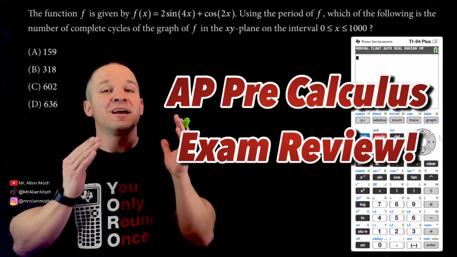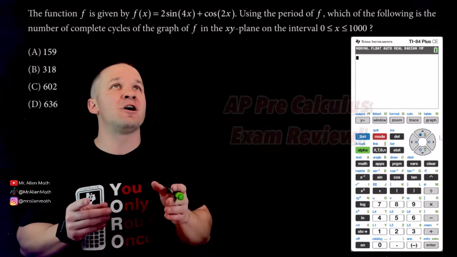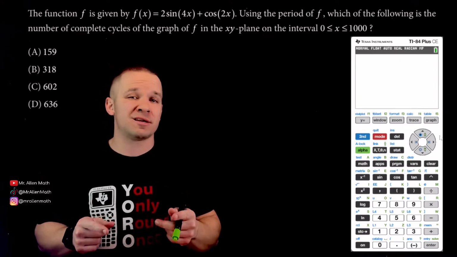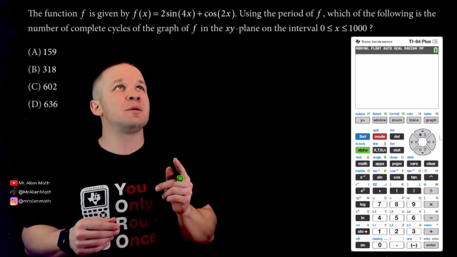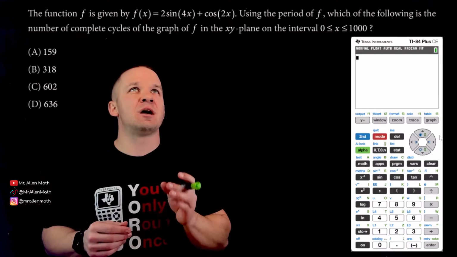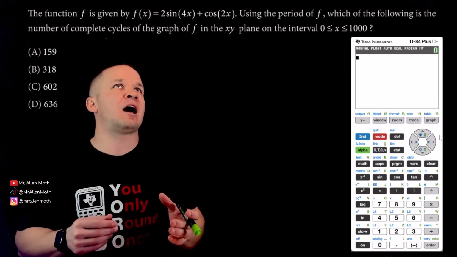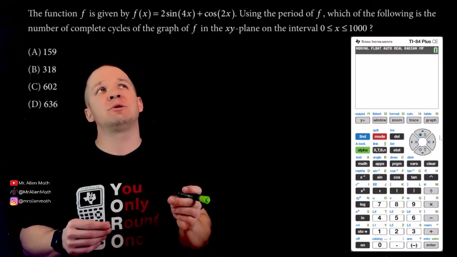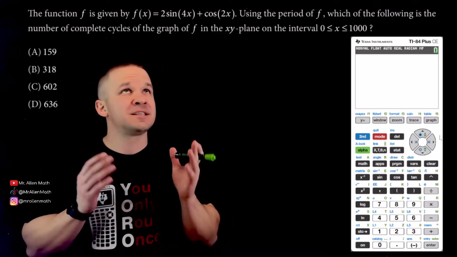I got a problem from the calculator portion of the exam. We got the function f is given by f of x equals 2 sine of 4x plus cosine of 2x. Using the period of f, which of the following is the number of complete cycles of the graph of f in the xy plane on the interval 0 is less than or equal to x, which is less than or equal to 1,000. All right, so that's an interesting function you got there.